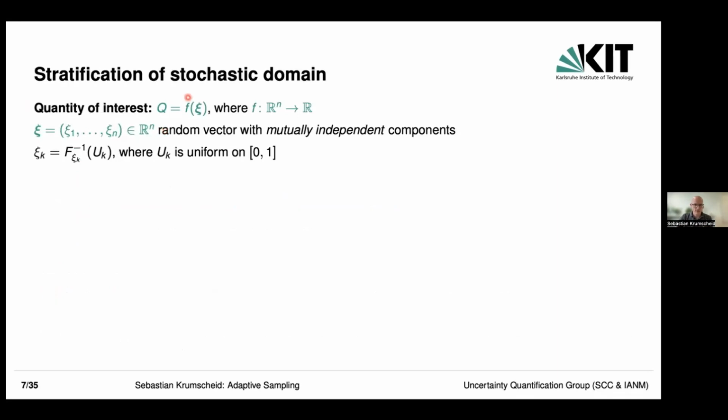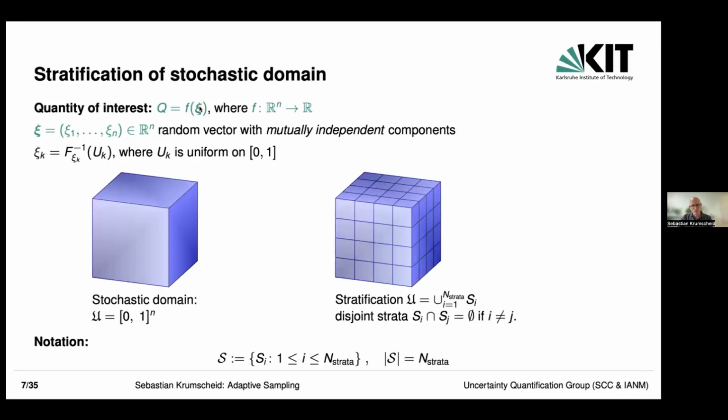So again, we have our quantity of interest given as a function f evaluated at some random input, some n-dimensional random input. For us, our setting is we assume that all components in our vector are independent, so that all dependency is hidden in this function f, and that we can scale each component to the unit cube. So our starting domain is the n-dimensional unit cube.